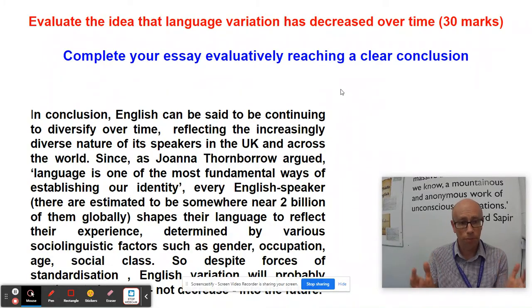Now that is a proper conclusion, isn't it? It's basically coming to a conclusion that is challenging the essay question.